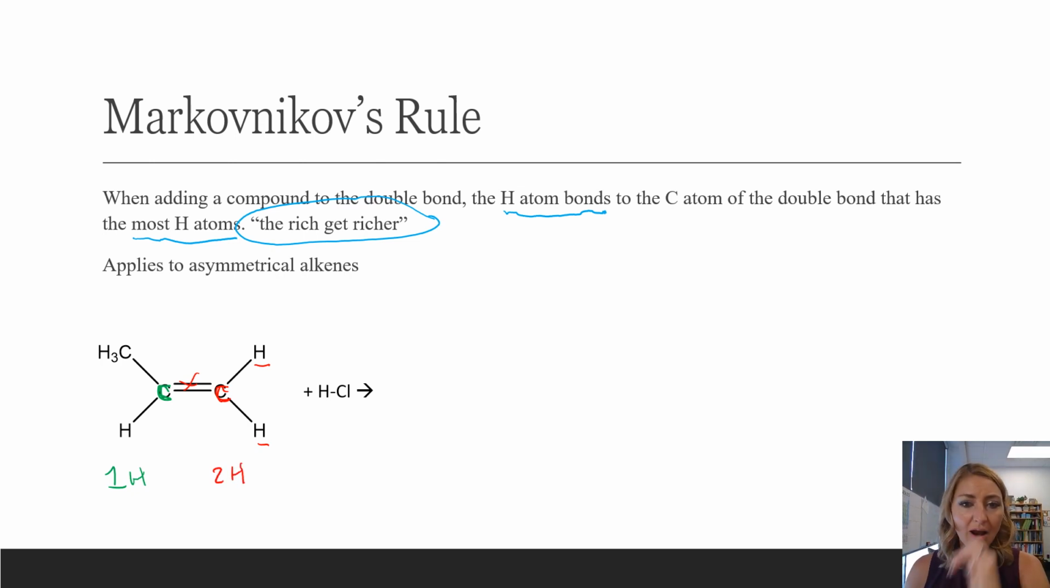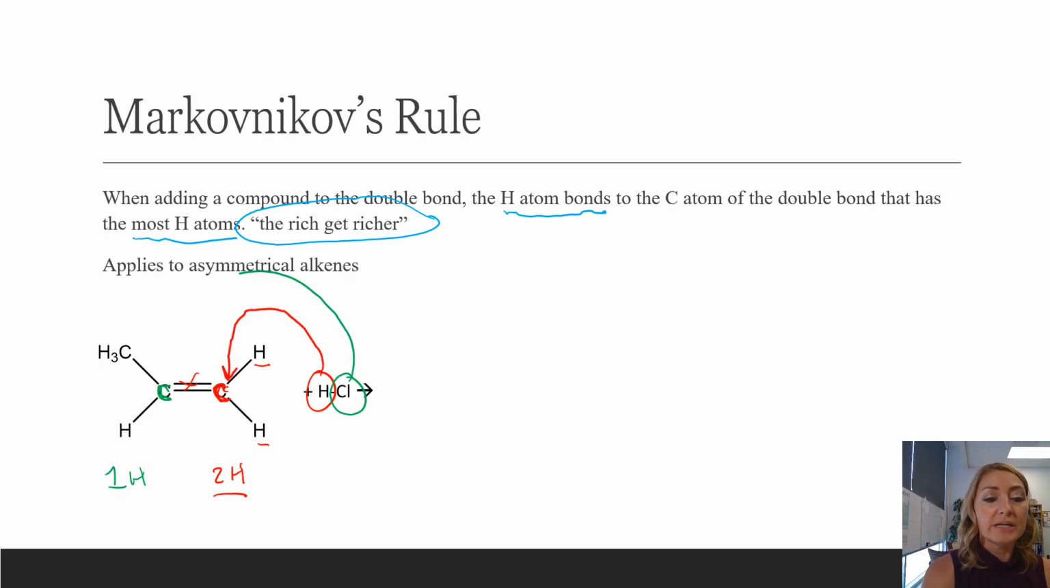So according to Markovnikov's rule, your hydrogen atom is going to bond to the carbon of the double bond that has the most hydrogens already. The rich get richer. Well, this carbon in red already has 2 hydrogens. It has the most out of those 2 carbons. So I know I'm going to add my hydrogen to that carbon, and therefore my chlorine goes to the other carbon in the double bond. So let's rewrite this.